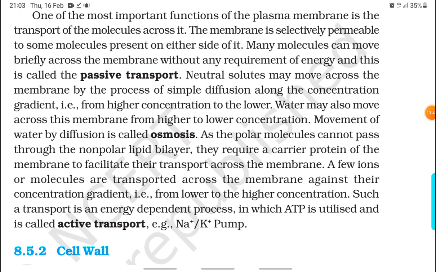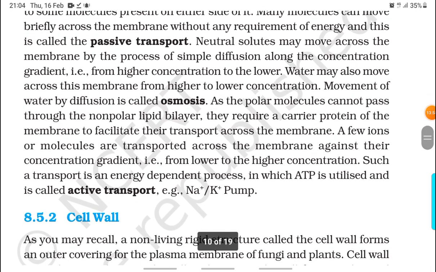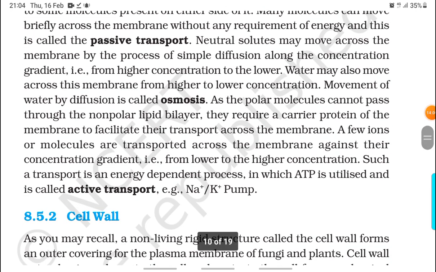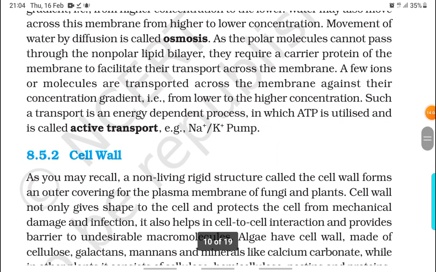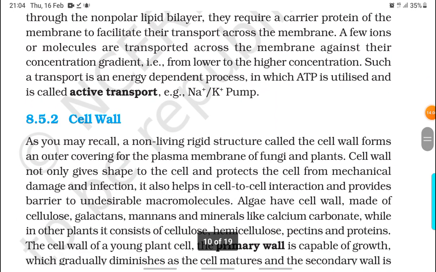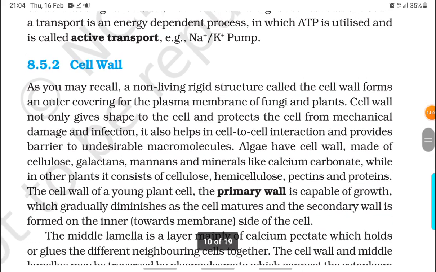As polar molecules cannot pass through the nonpolar lipid bilayer, they require a carrier protein of the membrane to facilitate their transport across the membrane. A few ions or molecules are transported across the membrane against their concentration gradient, that is, from the lower to higher concentration. Such a transport is an energy-dependent process in which ATP is utilized and is called active transport. For example, the sodium ion and potassium ion pump.